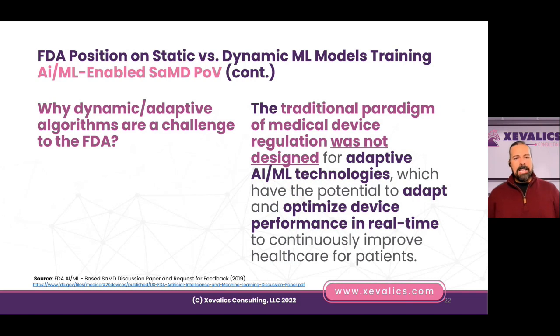So then, why are dynamic adaptive algorithms a challenge to the FDA? Well, the traditional paradigm of medical device regulation was not designed for adaptive AI machine learning technologies with the potential to adapt and optimize device performance in real time to continuously improve healthcare for patients.